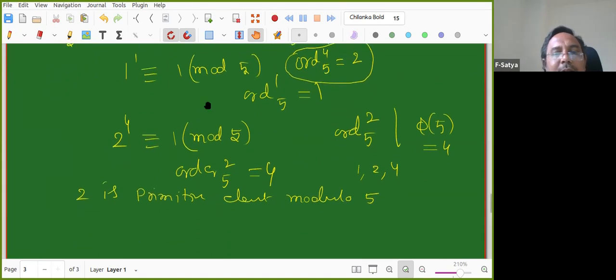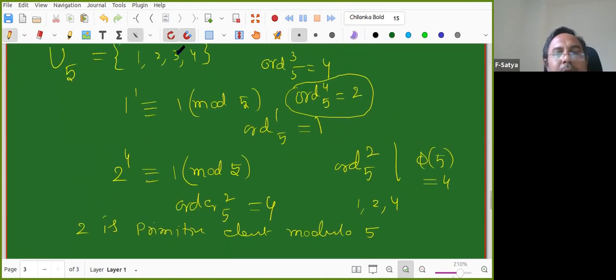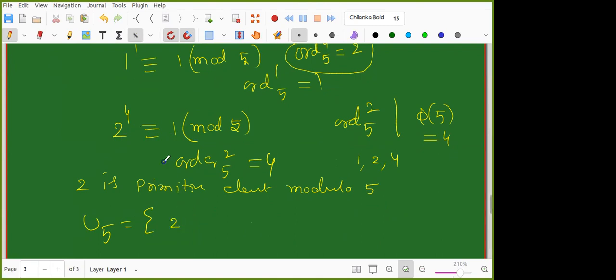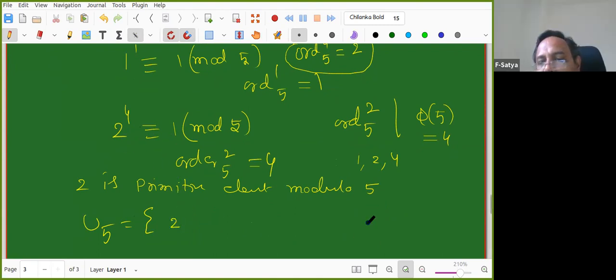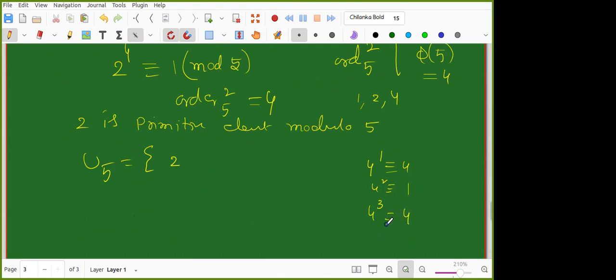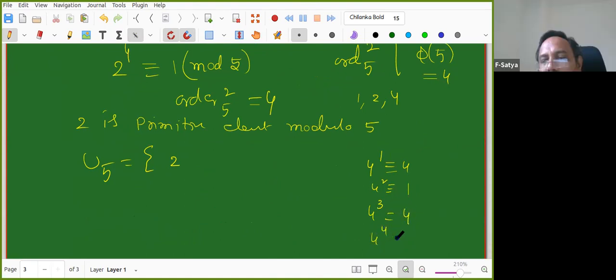I'll tell you what cyclic means now. Don't worry about group theory and all. Look at 2 power 4 equal to 1. If you take 4, then 4 power 1 is 4. 4 square is 16, but that is 1 modulo 5. What is 4 cube? It is again 4. What is 4 power 4? Again 1. So 1, 4, 1, 4 will repeat.